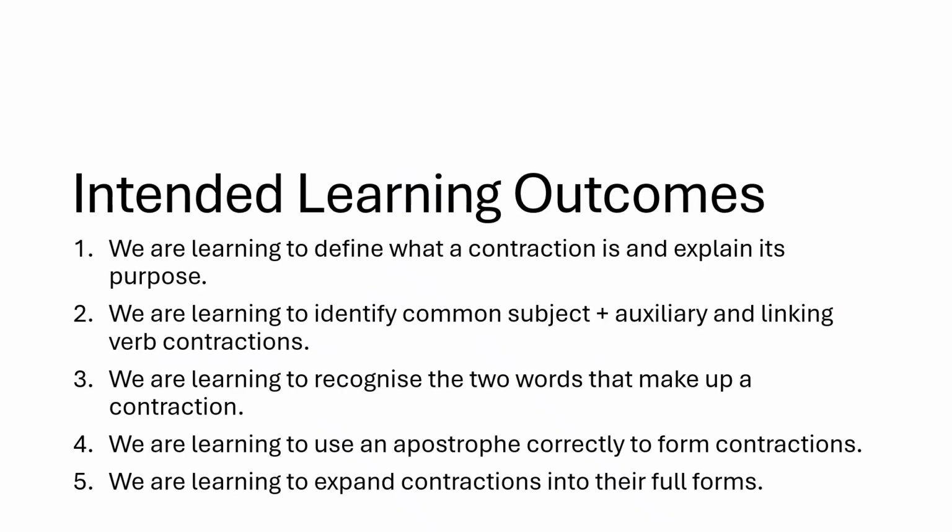There are 5 intended learning outcomes to achieve by the end of the lesson. 1. We are learning to define what a contraction is and explain its purpose. 2. We are learning to identify common subject and auxiliary and linking verb contractions. 3. We are learning to recognise the 2 words that make up a contraction. 4. We are learning to use an apostrophe correctly to form contractions. 5. We are learning to expand contractions into their full forms.